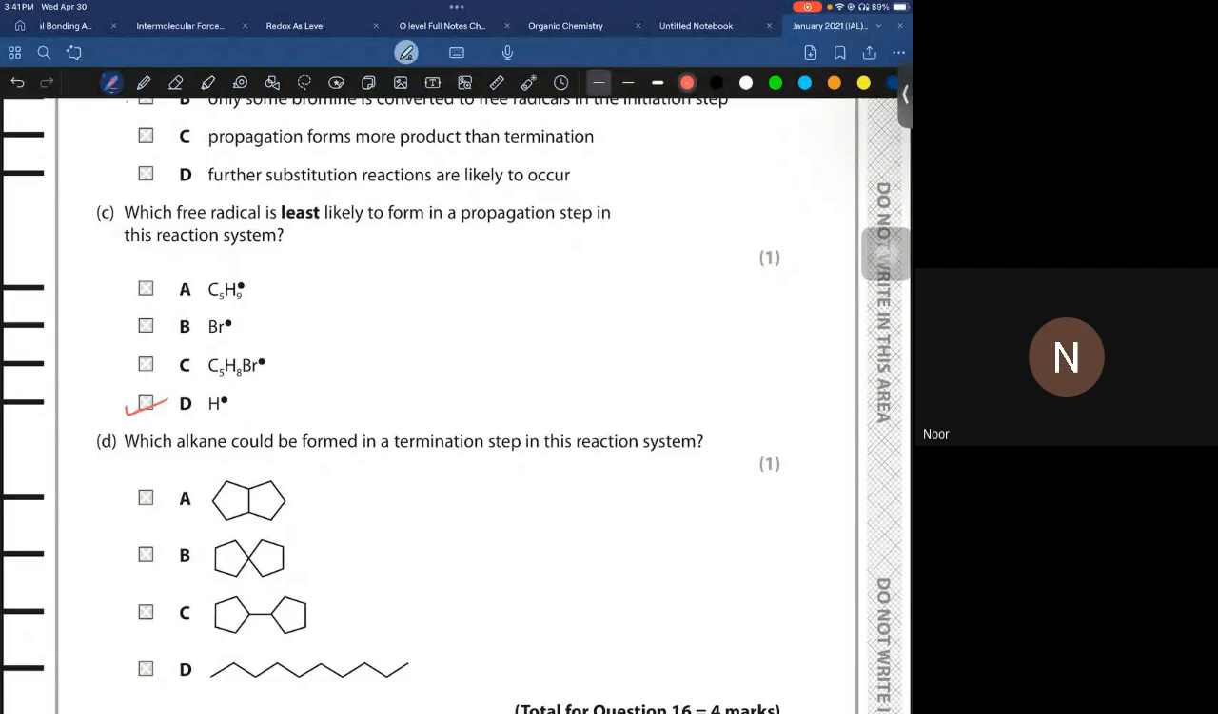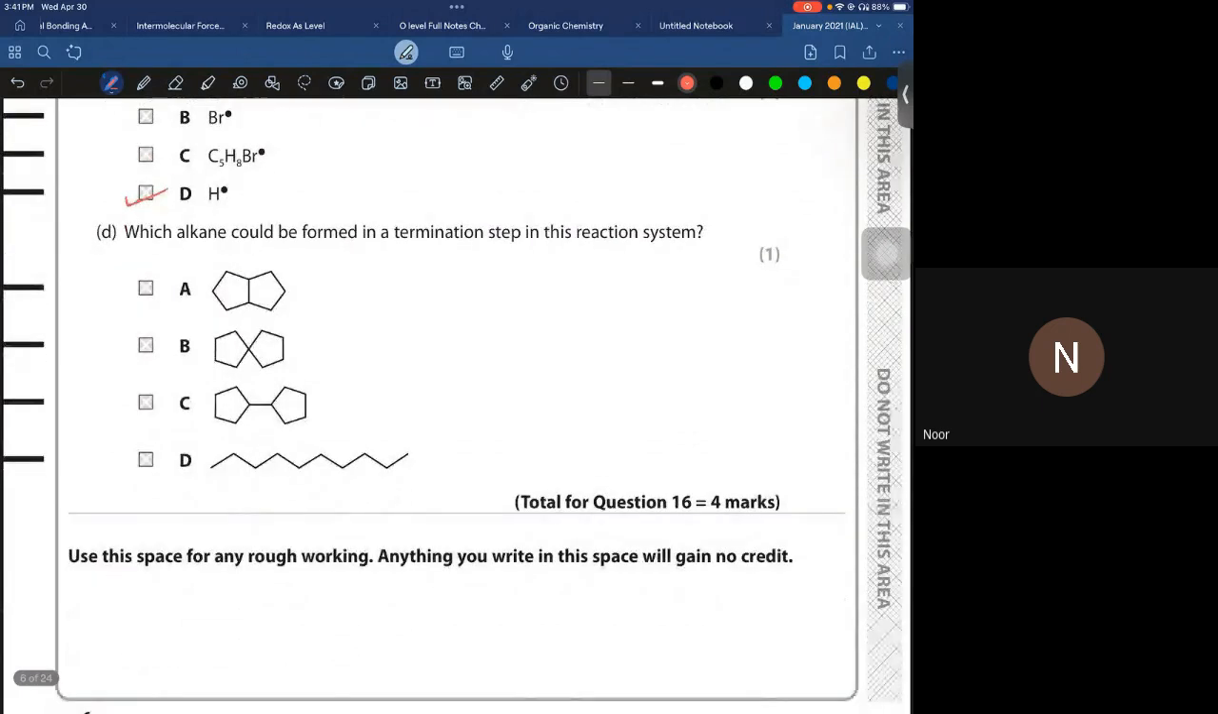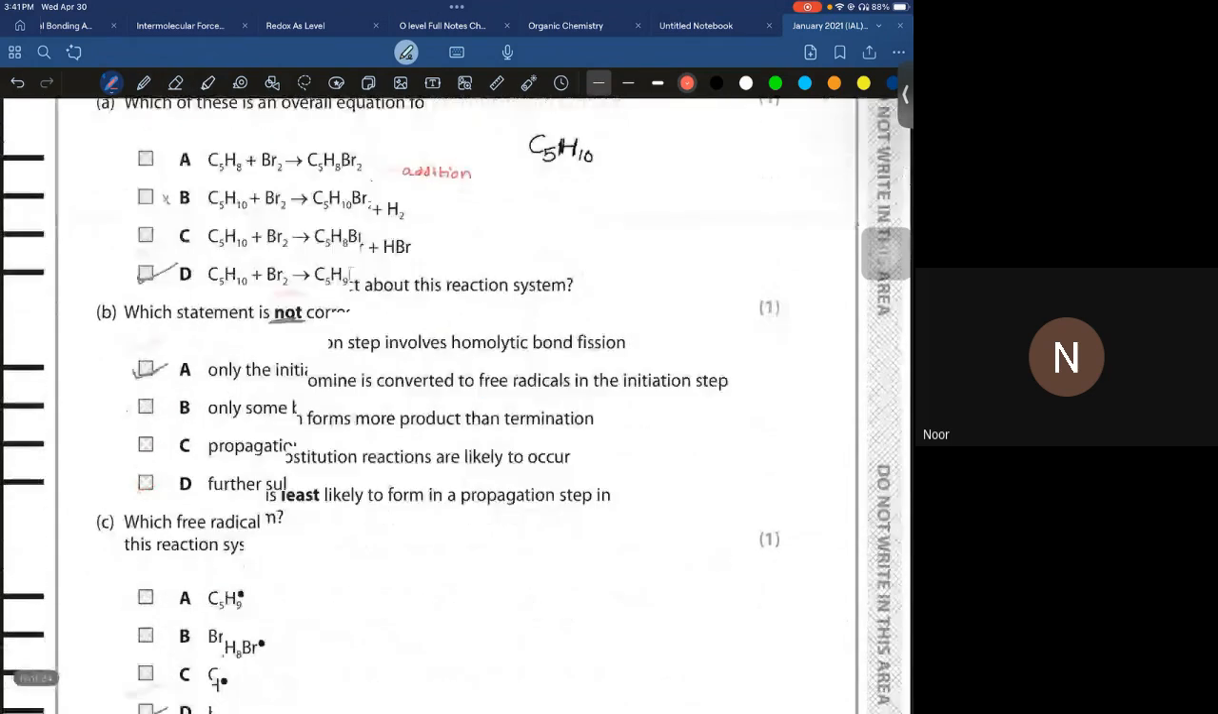Okay, the product should be stable comparatively. Which alkane could be formed? So in a termination step in this reaction system, which alkane could be formed? What was the reactant? Of course, we had cyclopropanes.